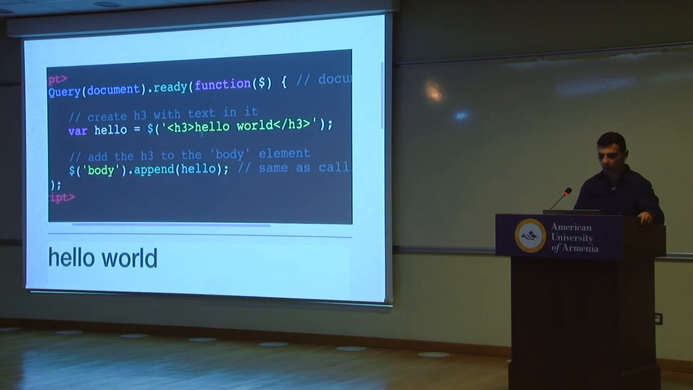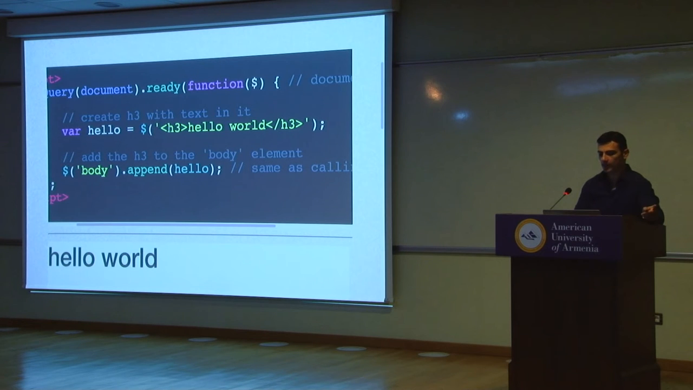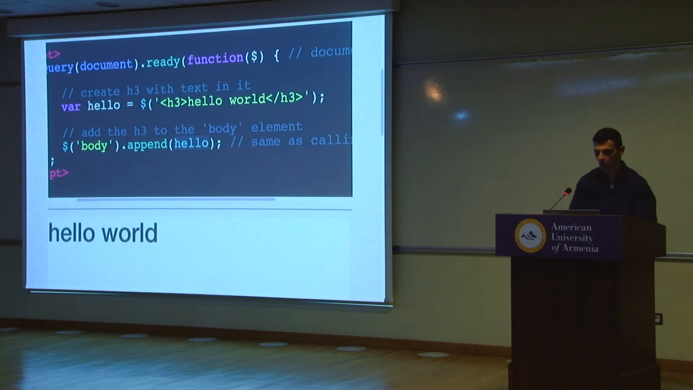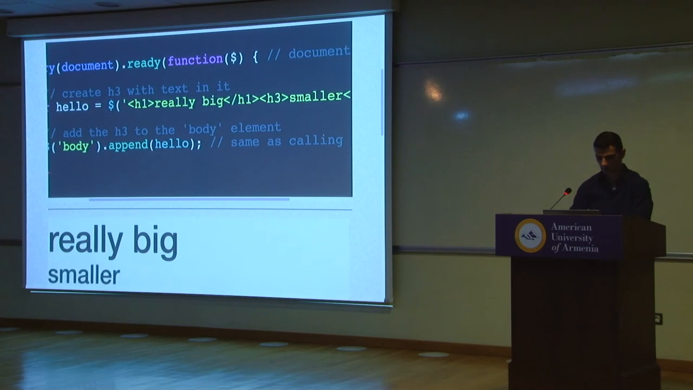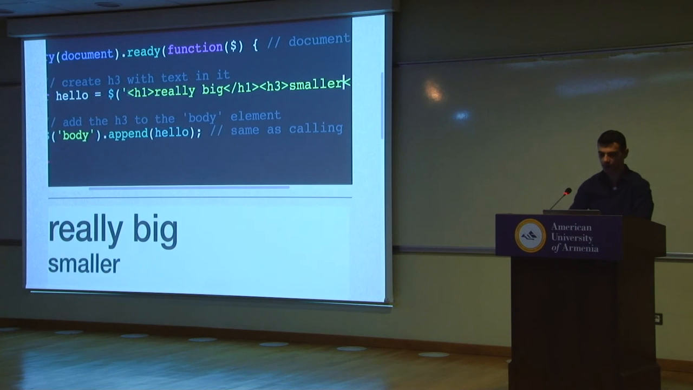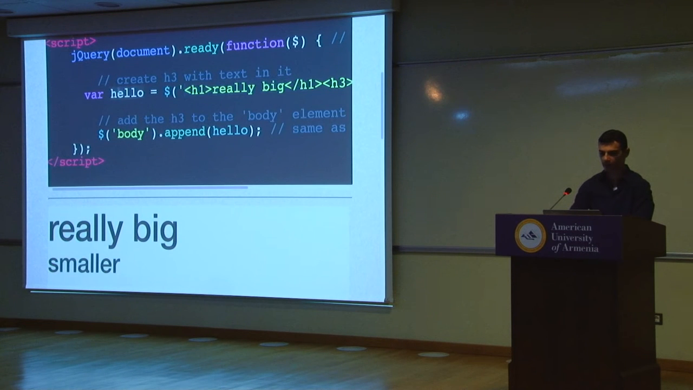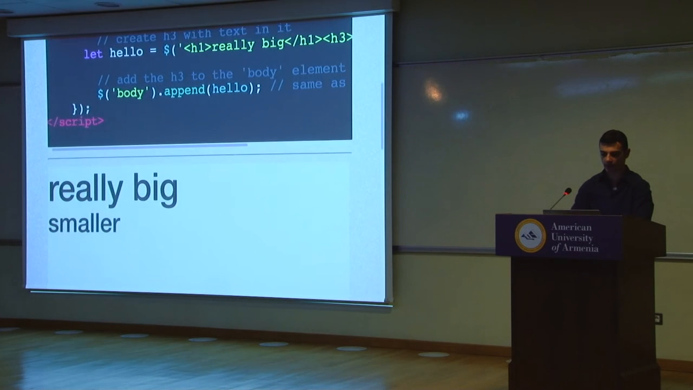So we talked about this, that we can create new HTML just by putting the HTML into the jQuery call. It returns to us that element, which we can then append and get something like this. We could create something much more complex. We could do more HTML. Let's have this be an H1, and have this be really big, and this be smaller. There you go. So I made all this HTML, put it into this element, that's a let, and then appended it to body, which is why I get that.